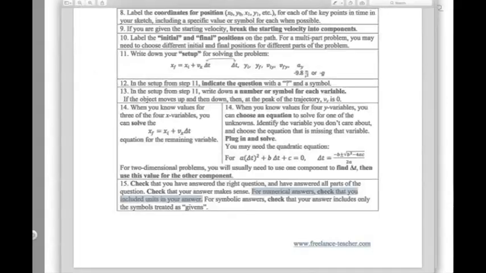SI units for height are meters, but you really should not include those separately here. The reason is that all the units are thought of as included in the variables. So for a symbolic answer, do not include units. That is the best practice. For numerical answers, you should include units. Instead, what you should do is check that your answer includes only the symbols treated as givens.